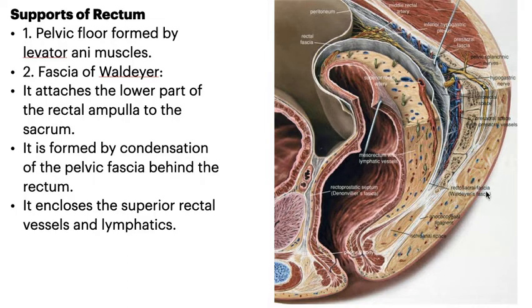Okay, this fascia, the rectosacral fascia, the fascia of Waldeyer, attaches the lower part of the rectal ampulla to the sacrum here. It is formed by the condensation of the pelvic fascia behind the sacrum, and this is enclosing the superior rectal vessels and the lymphatics.